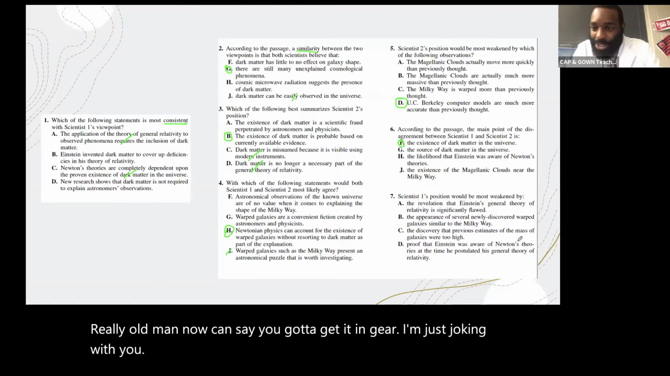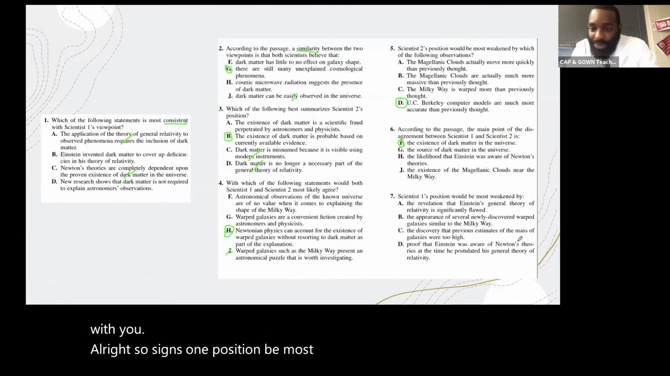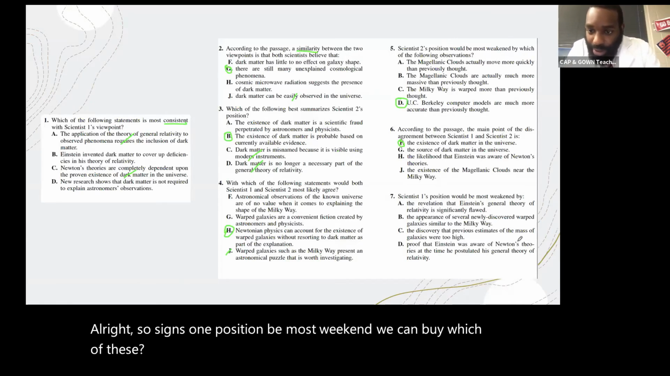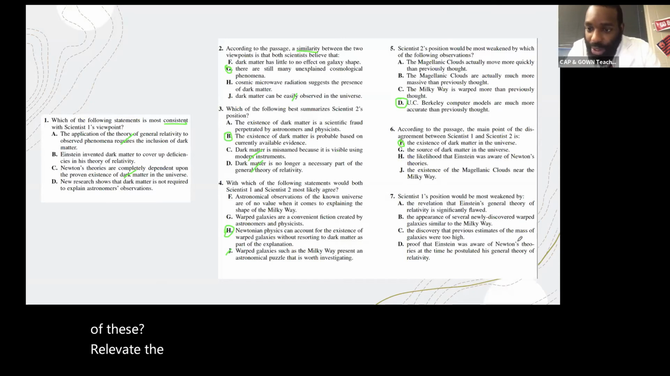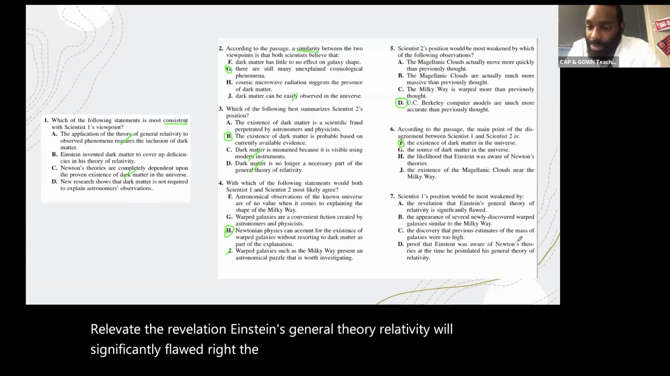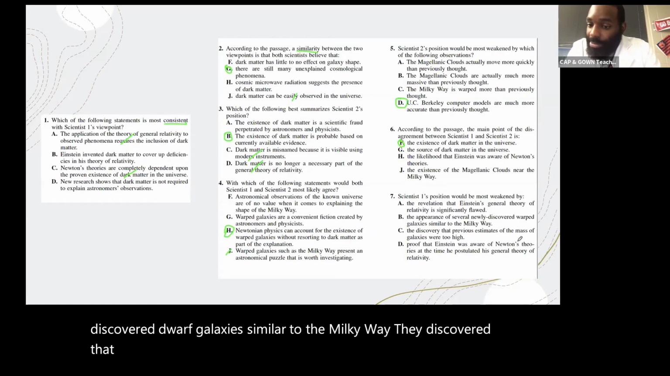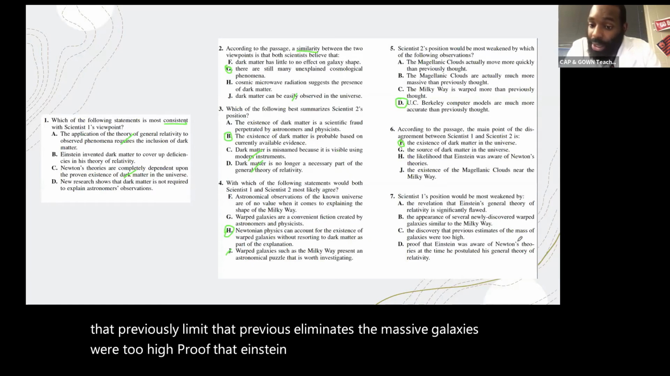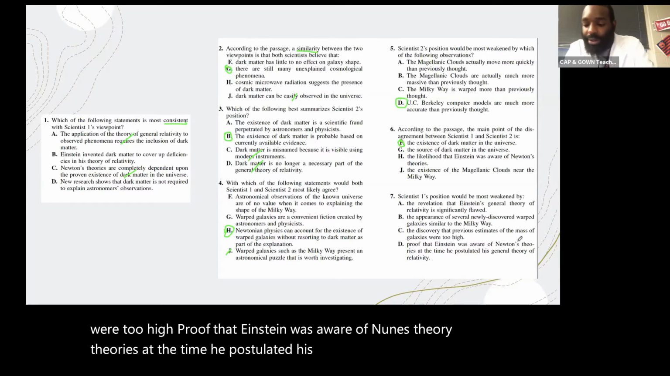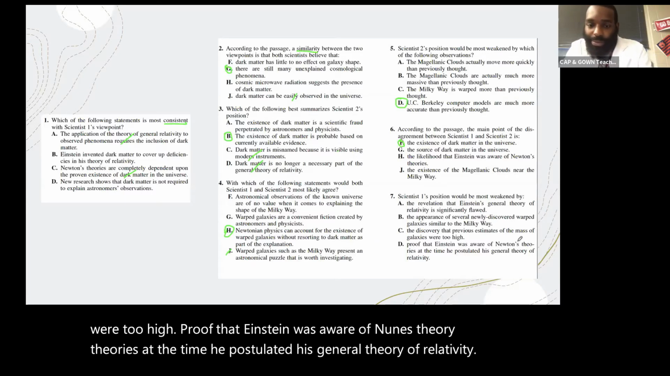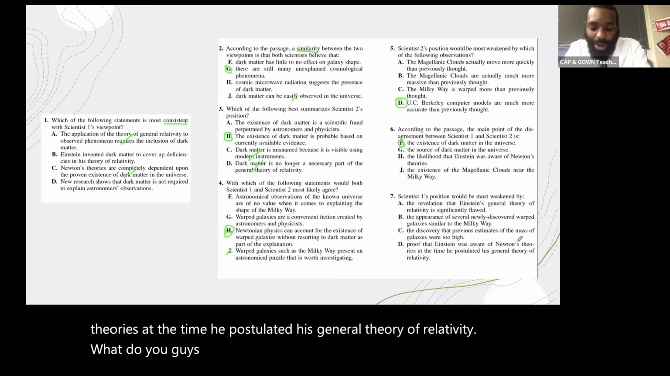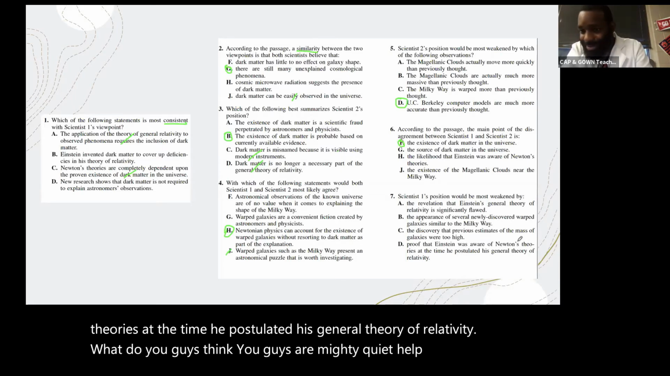All right, so scientist one's position would be most weakened by which of these? A, the revelation that Einstein's general theory of relativity was significantly flawed. B, the appearance of several newly discovered warped galaxies similar to the Milky Way. C, the discovery that previously estimated masses of galaxies were too high. D, proof that Einstein was aware of Newton's theories at the time he postulated his general theory of relativity. What do you guys think? You guys are mighty quiet. Help us out. Talk to us.